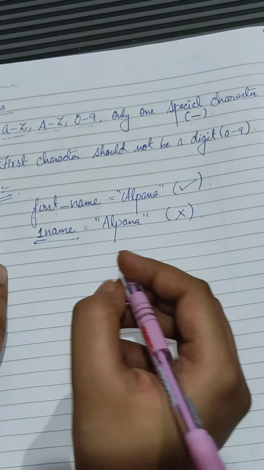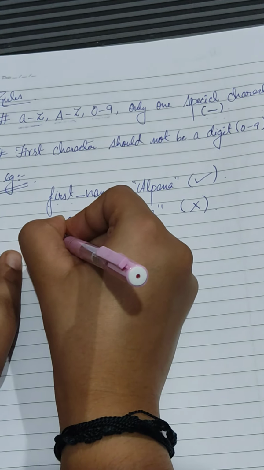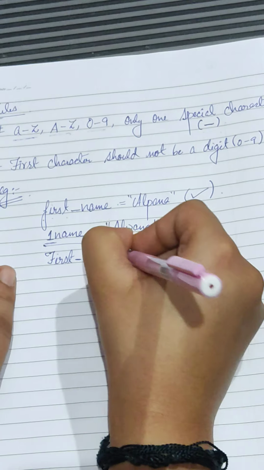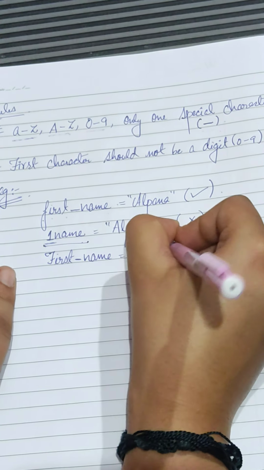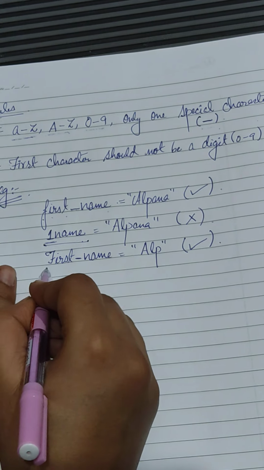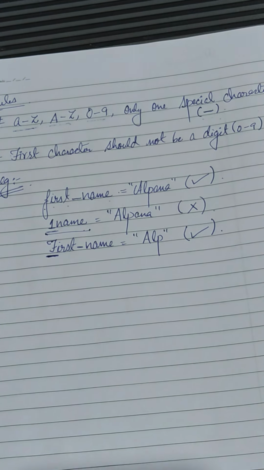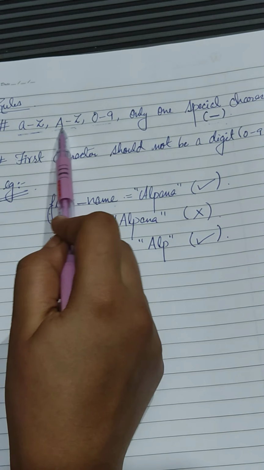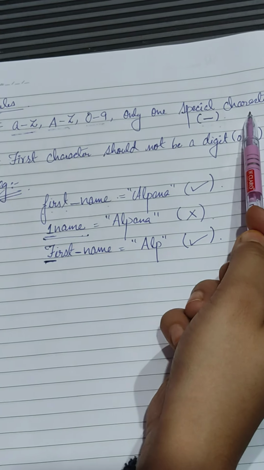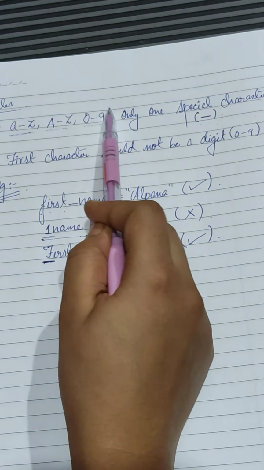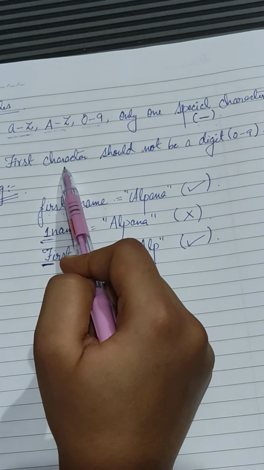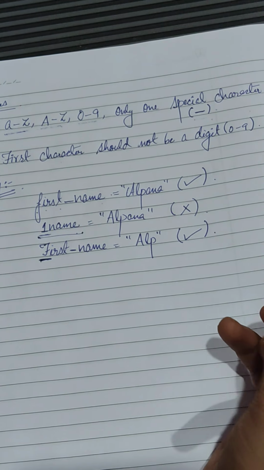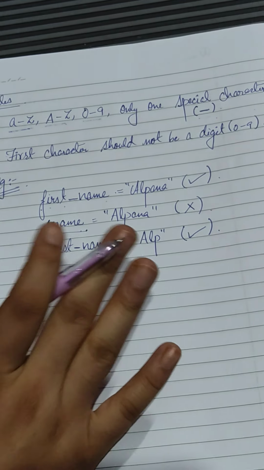If I had written it like capital FIRST underscore name, yes, this is also right. Why is it right? Because the first character of the variable name can contain a small letter a to z, capital letter A to Z, as well as the underscore, but you cannot have a digit, that is 0 to 9. That's about the rules to write the variable.